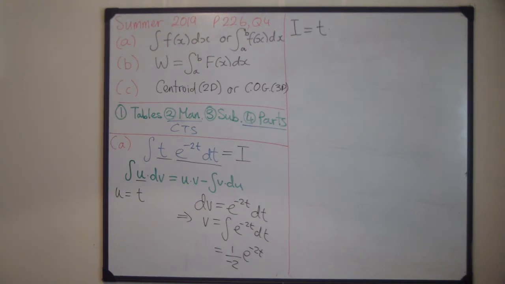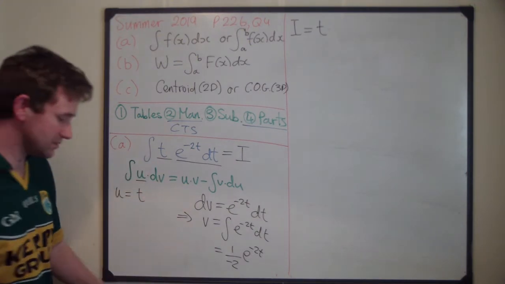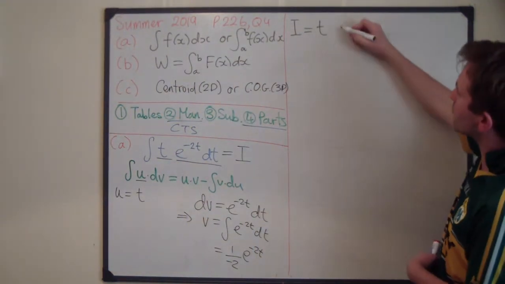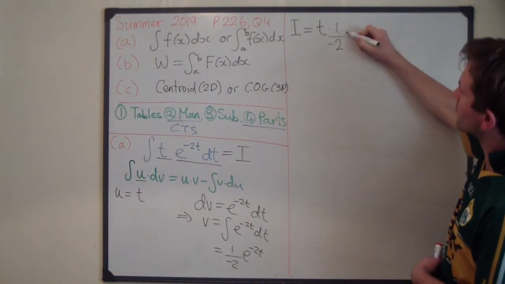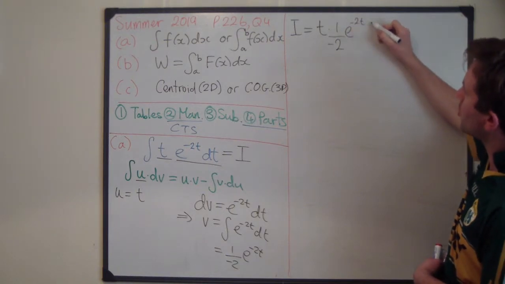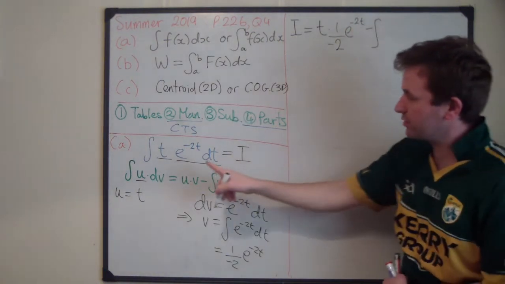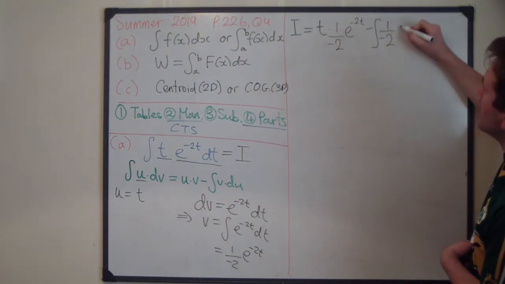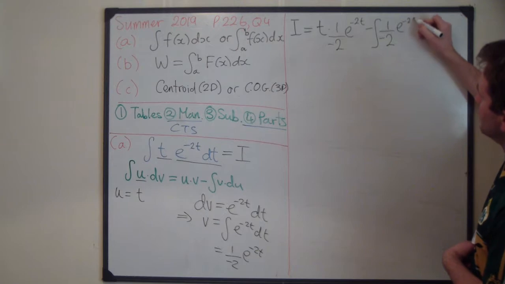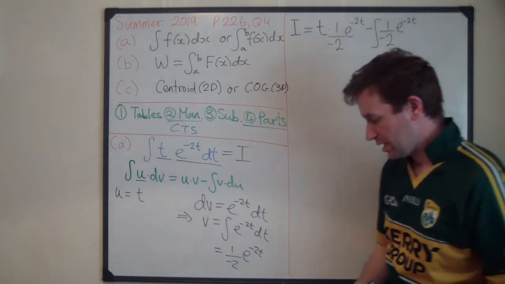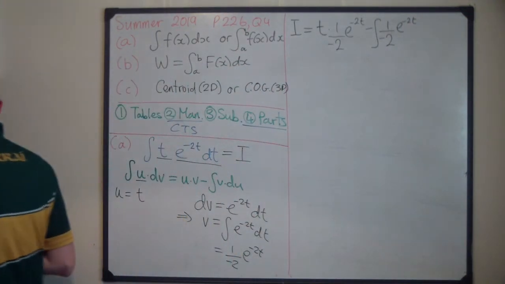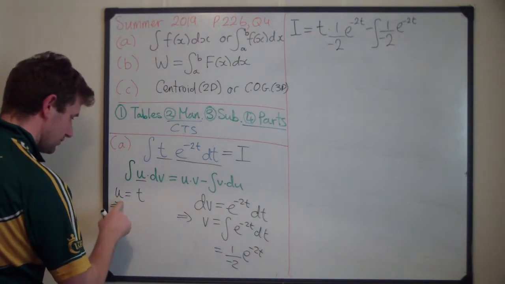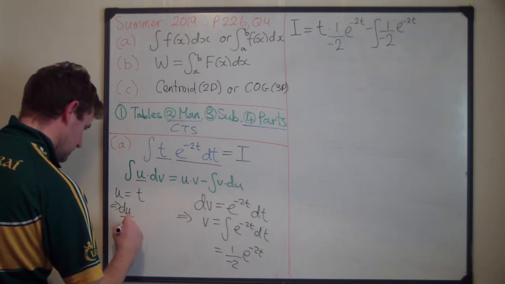Okay, so that's our v. So if u, v, this is v, minus the integral, using this formula here, of v, which is still 1 over minus 2 e to the minus 2t times du. Now if u is equal to t, then du and dt will be the same, but we'll just show you how it goes. So you differentiate both sides here, du dt.